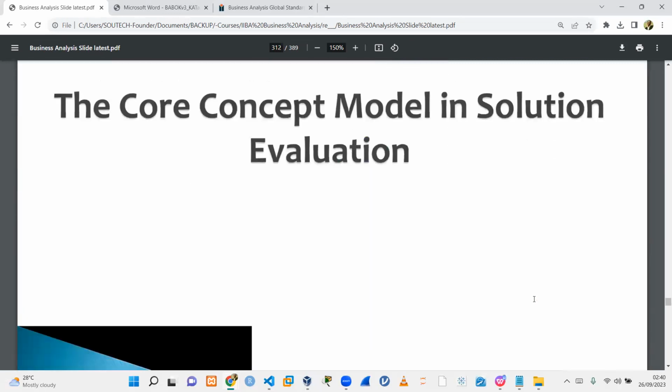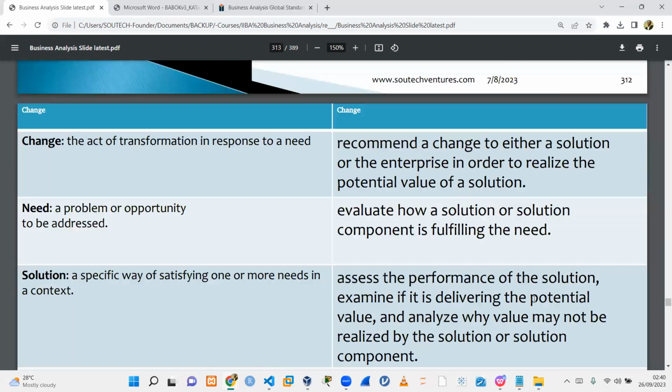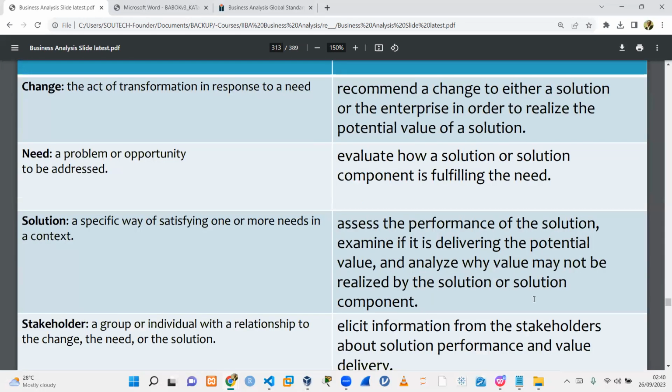So let's look at the concept model in solution evaluation. The very first thing is change. Now, these are very important concepts. Change: the act of transformation in response to a need. Recommend a change to either a solution or enterprise in order to realize the potential value of a solution. So if a solution is not giving you best value, you want to be doing what? You want to be doing some recommendation. You want to be doing some change.